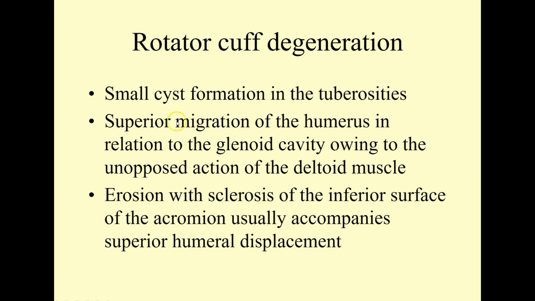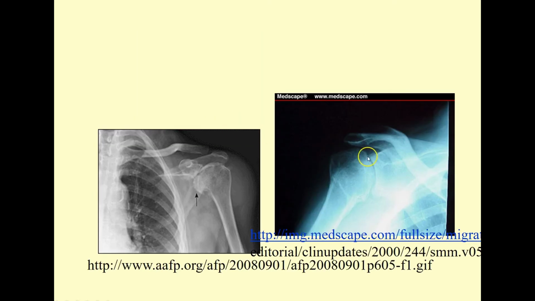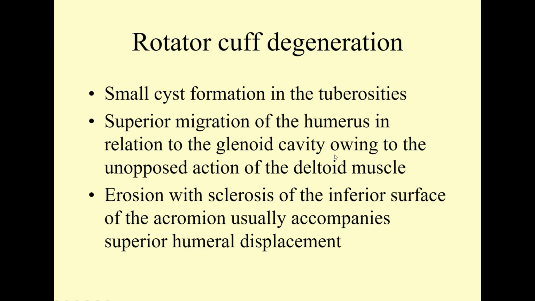I would say the more common feature on plain film is going to be recognition of the superior migration of the humerus as it relates to the glenoid cavity. This is because the injured rotator cuff will become inhibited, and now the normal tone of the deltoid will cause cephalad migration and close down what we call the acromio-humeral space, this distance right here. You can imagine there's not much room for the supraspinatus muscle to pass through here and become tendinous at the insertion.